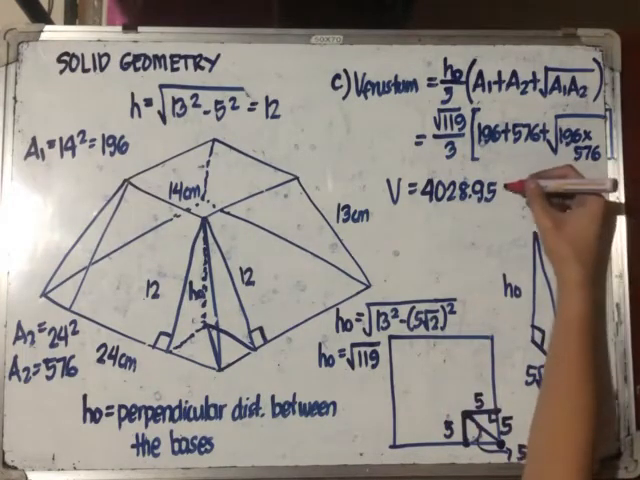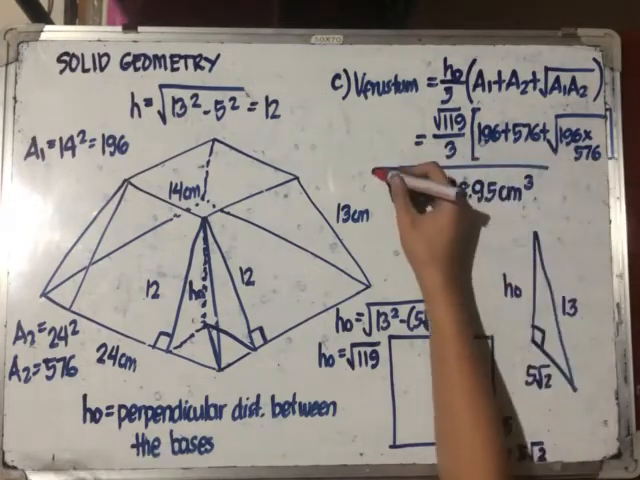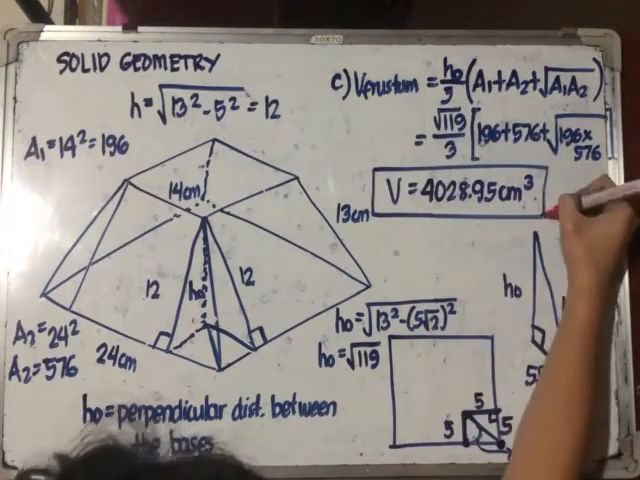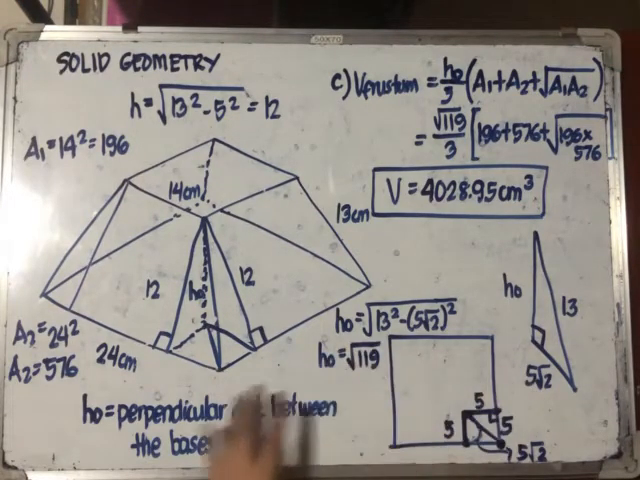Do we have a unit? cm cube. So this is the volume of the square frustum that we have sa ating problem. So you have a lot to take note, but plain na mga formula ang ginagamit natin dito. No? The Pythagorean theorem ang pinaka ginagamit.